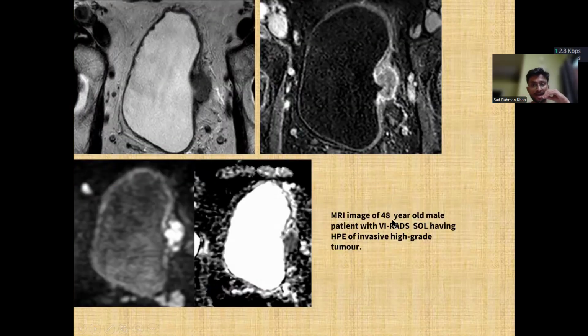In contrast, here we have a 48-year-old male patient with VI-RADS 5 lesion having an HPE diagnosis of invasive high-grade tumor. We can see that there is a polypoidal extension of the mass beyond the muscularis propria into the perivesical fat plane, showing peripheral contrast enhancement. And even on DWI and ADC study, we can see there is interruption of the muscularis propria hypointense line, and there is high signal on DWI and corresponding low signal on ADC, signifying a diffusion restriction by the tumor.